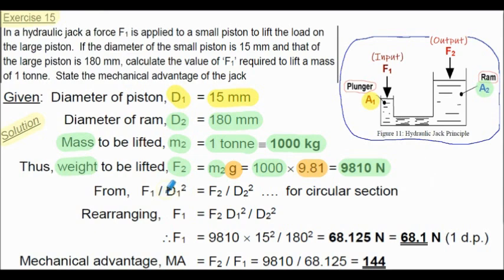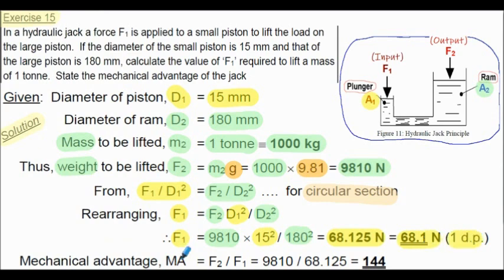And referring to our relationship between forces and diameter squared here, F1 divided by D1 squared is equal to F2 divided by D2 squared. This applies to circular sections, which of course we have in this problem. The question wants us to find force F1, the input force applied on a small piston. So rearranging, F1 is equal to F2 multiplied by D1 squared divided by D2 squared. Inserting the values, F1 evaluates to be 68.125 newtons or 68.1 newtons to 1 decimal place.